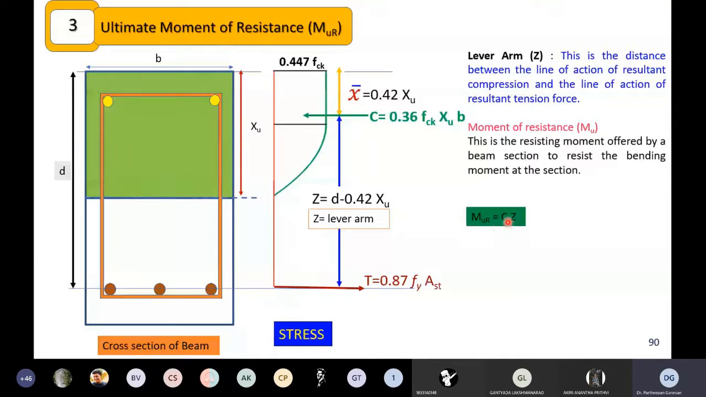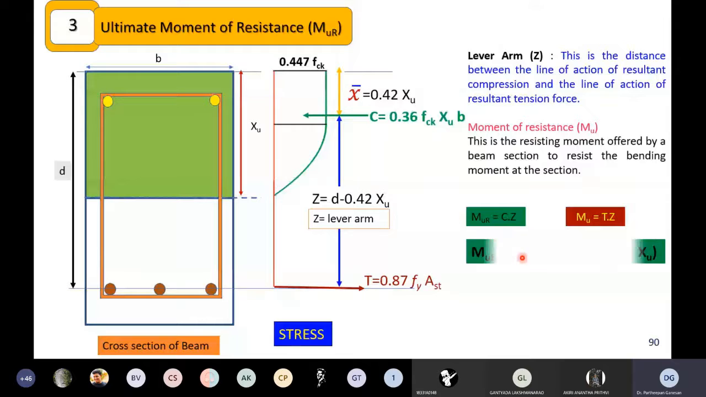MUR is equal to C into Z or T into Z. Either you take moment about this force, if you take moment about this force, it will be C into Z. This will be in the anti-clockwise direction. Or if you take moment about this force, T into this Z. Again, it is also in the anti-clockwise direction.